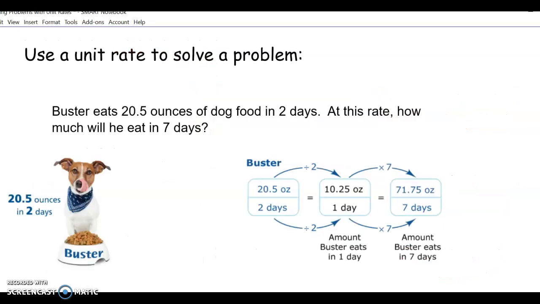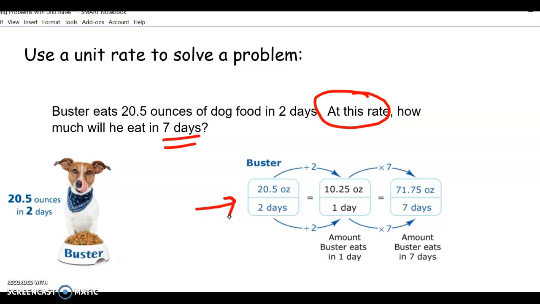All right, now let's use a unit rate to solve a problem. Okay, so I got Buster here, my dog, and he eats 20.5 ounces of dog food in 2 days. And I want to know, if he keeps up at this rate, how much will he eat in 7 days? Okay, so the key to this problem is to find your unit rate first and then use it to figure out for 7 days.